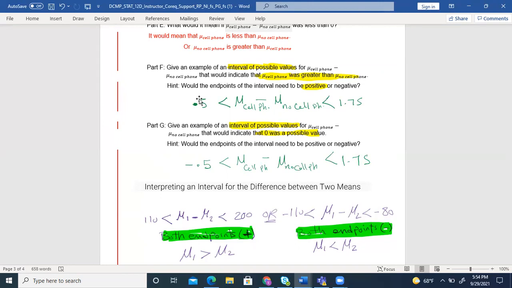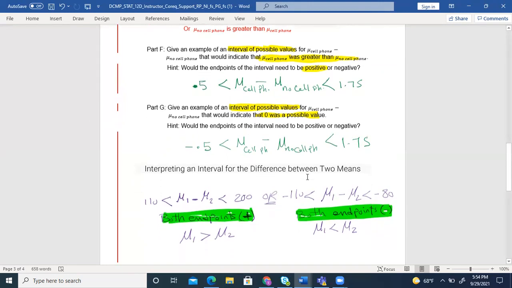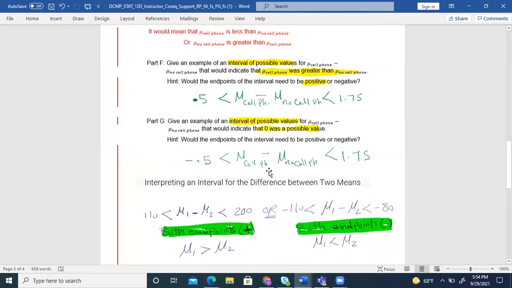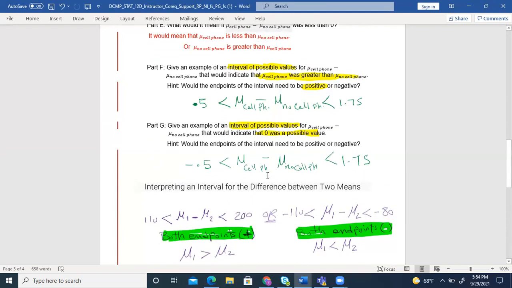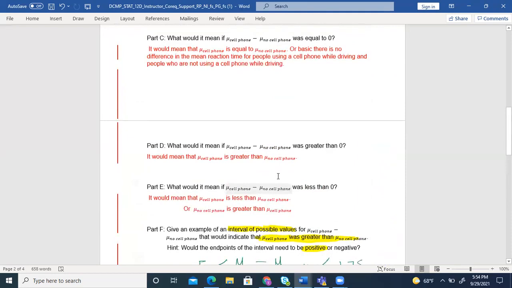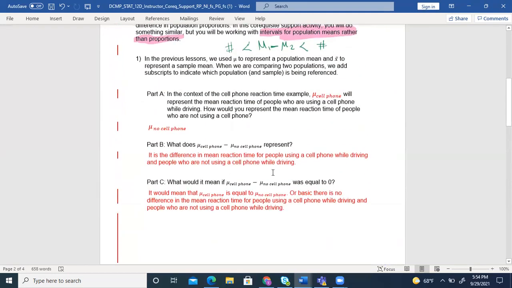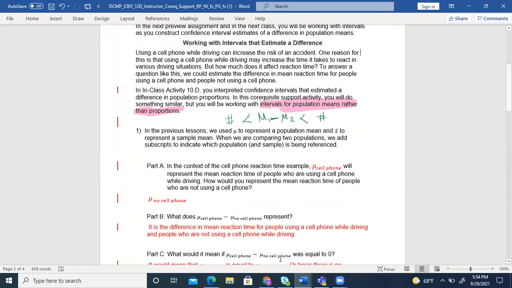So this is the way it is, and this is how we deal with the difference between the two means. We are at the end of this activity. So see you in the next one. Thank you so much.